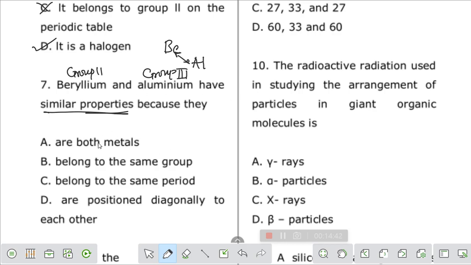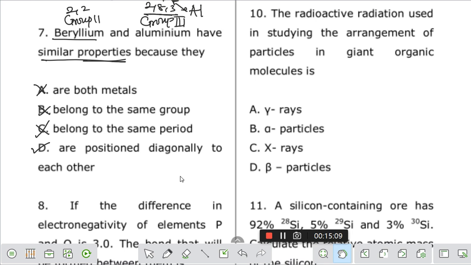So the answer is not that they are both metals, and they are not in the same group, and not in the same period, because this one is 2, 2 and this one is 2, 8, 3. So aluminium is in period 3, group 3, and beryllium is in group 2, period 2. So they are not even in the same group or the same period. So this one is wrong, not because they are both metals, not because they are in the same period, but the answer is because they are positioned diagonal to each other.